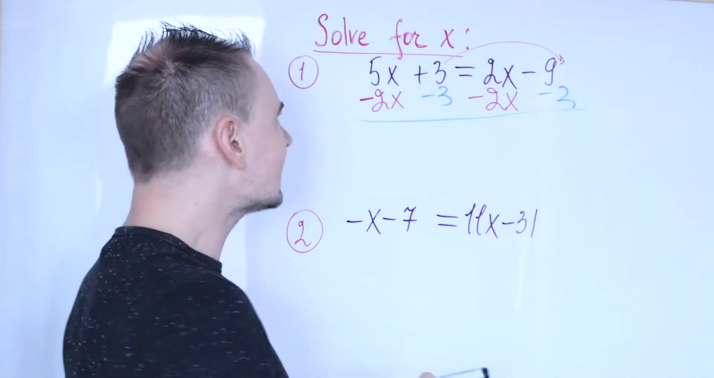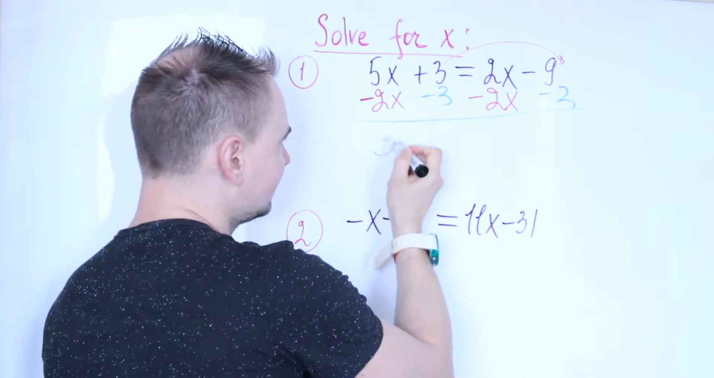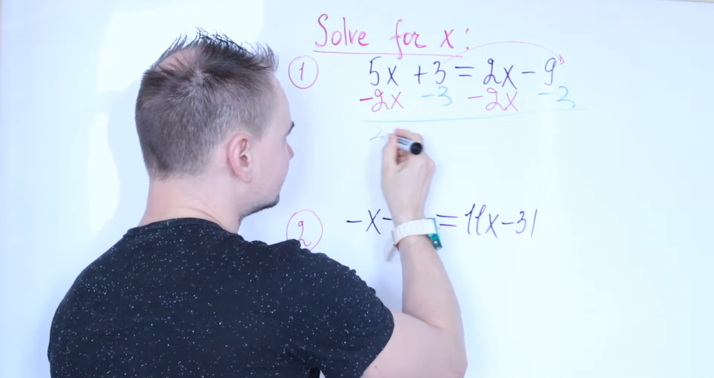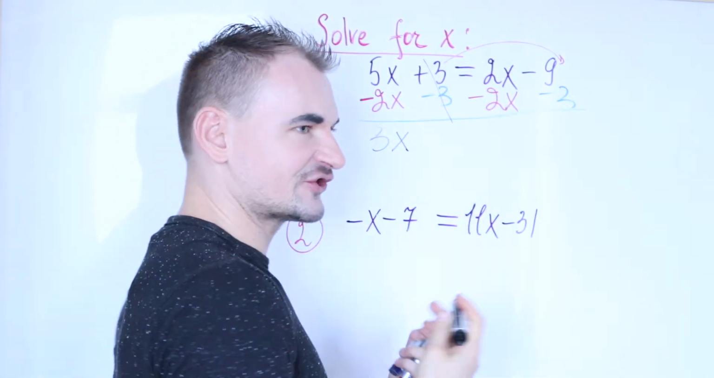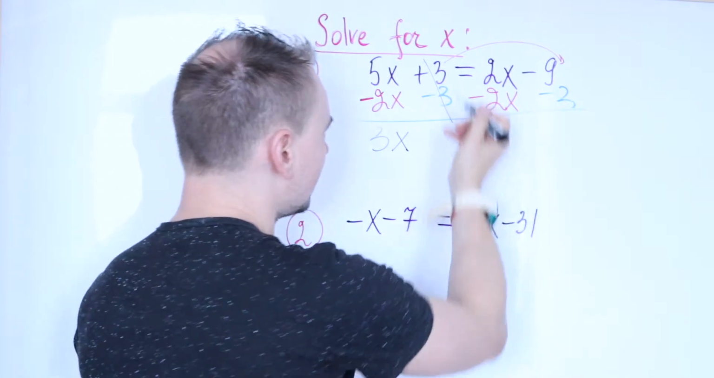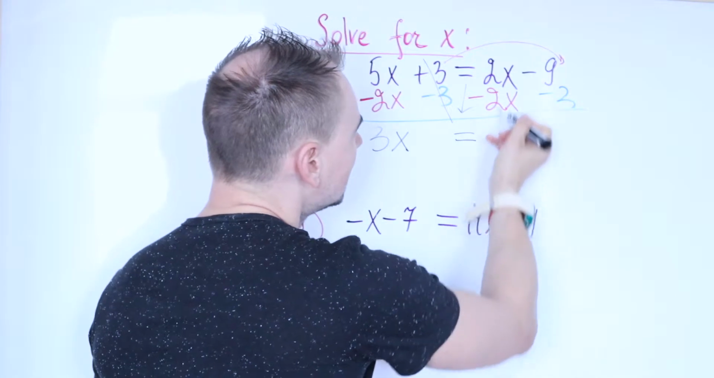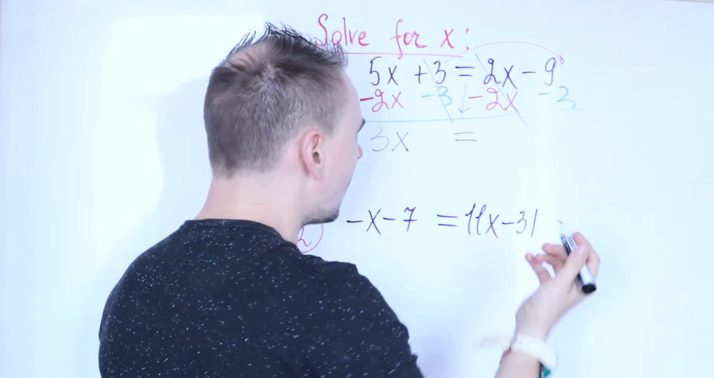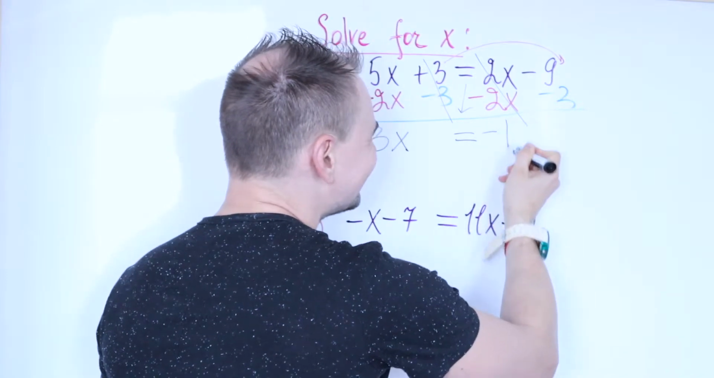Now, in the next line of your work, 5x minus 2x gives you 3x. 3 and 3 cancel each other out, they go away. Drop down the equality sign at this point. 2x and 2x gone. Minus 9 minus 3 gives you negative 12.